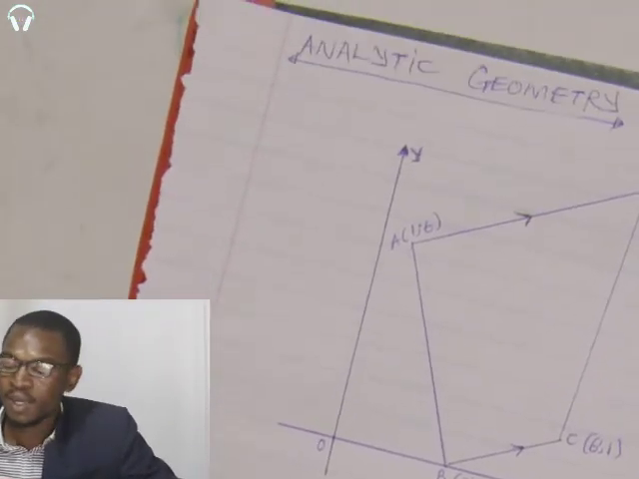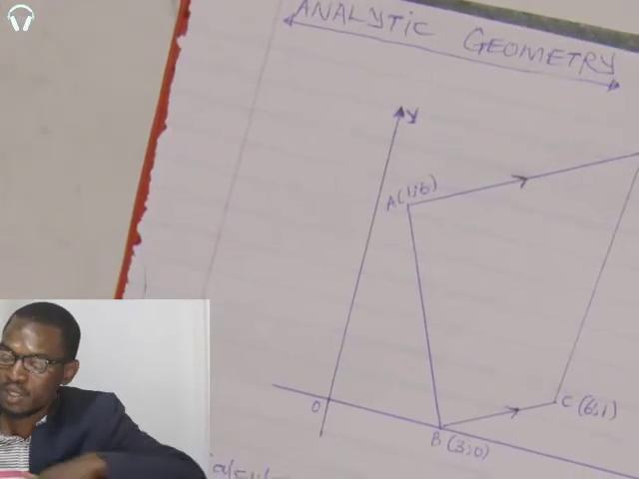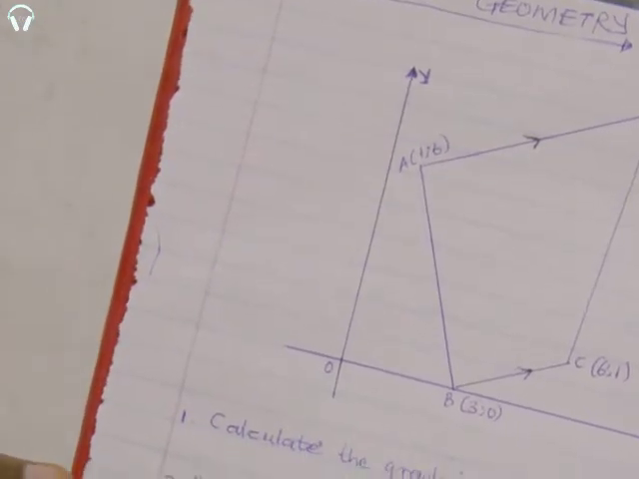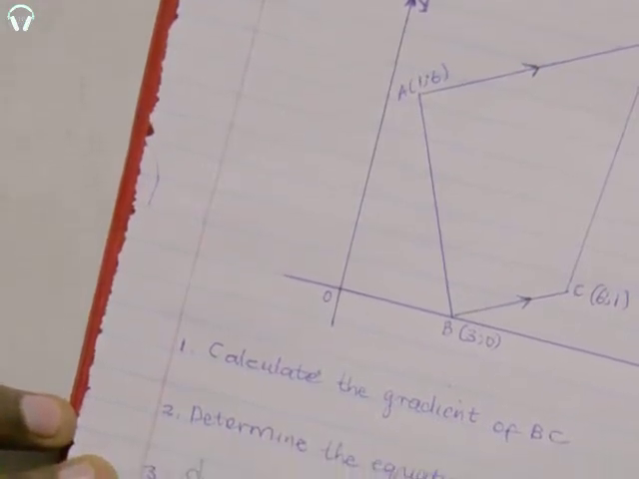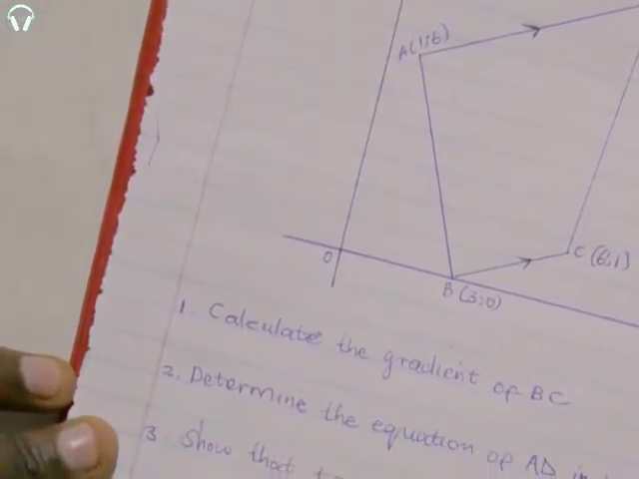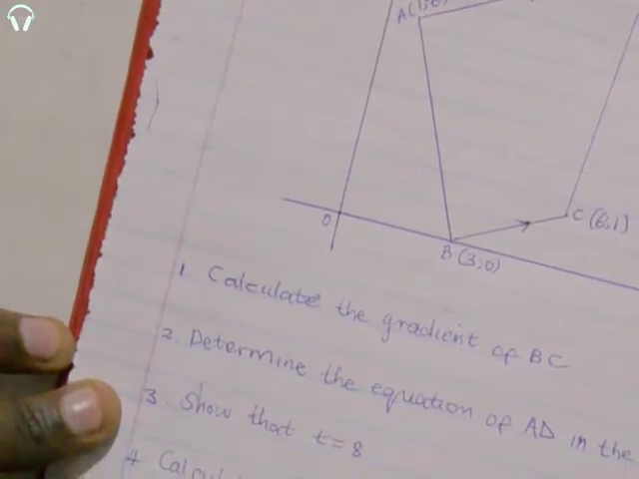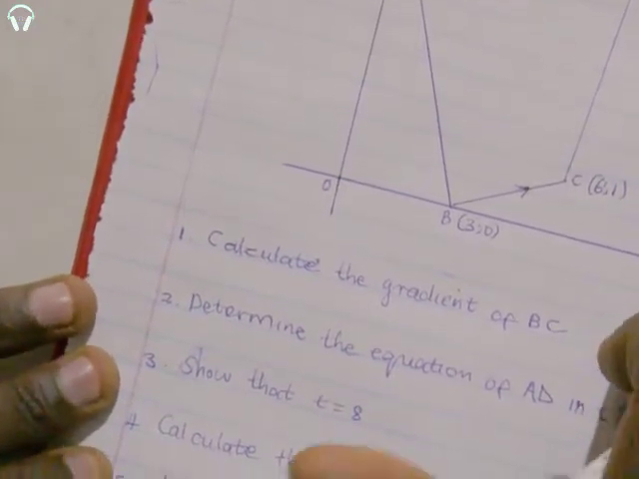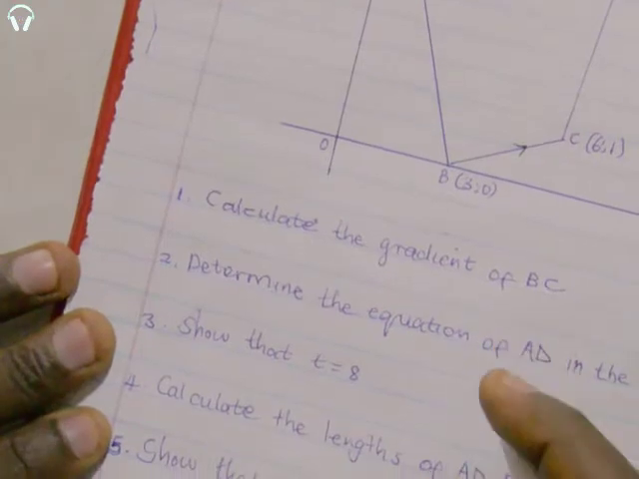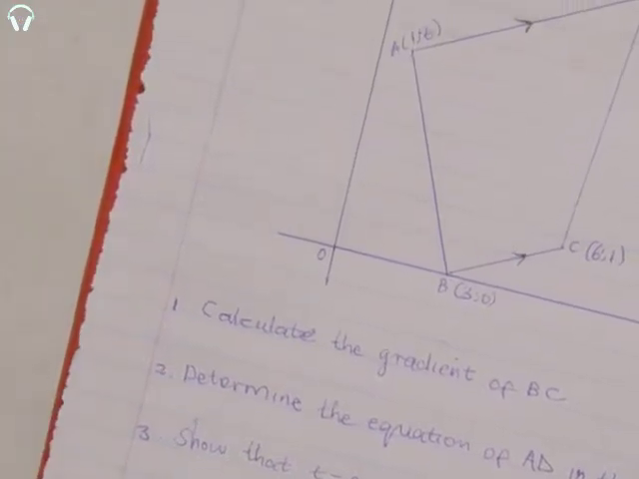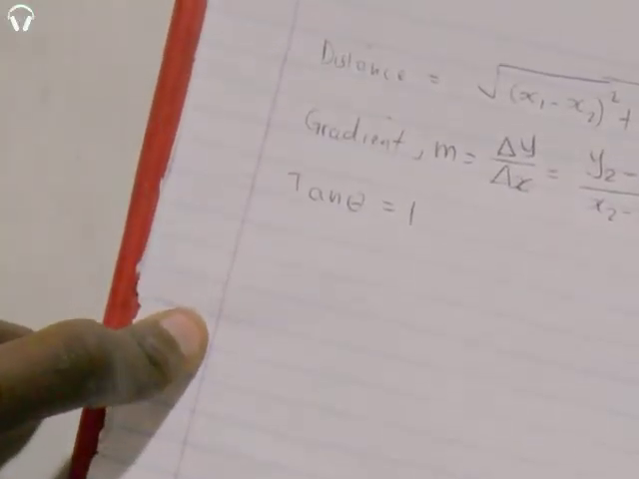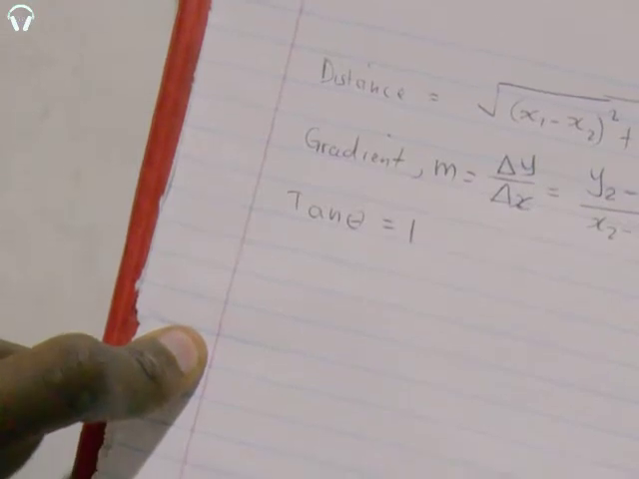We are given an analytic geometry question. We have a quadrilateral kind of shape with 4 sides, 4 angles, and it seems 2 lines are parallel. AD is parallel to BC. Let's delve deeper into the questions. The first question is, calculate the gradient of BC. Now, as we've spoken before, to calculate the gradient you need the gradient formula, which is the change in y over the change in x.